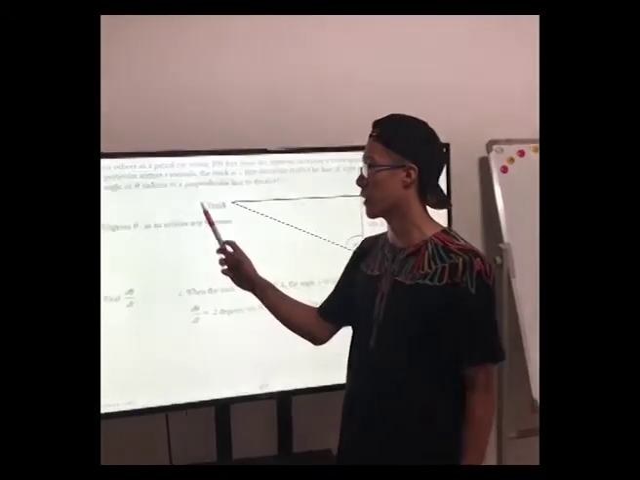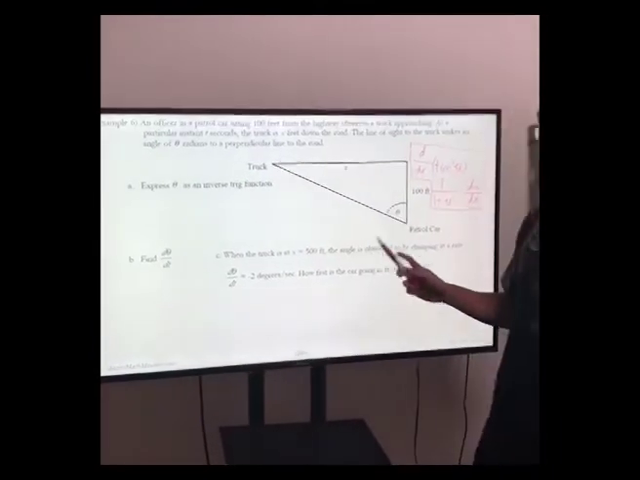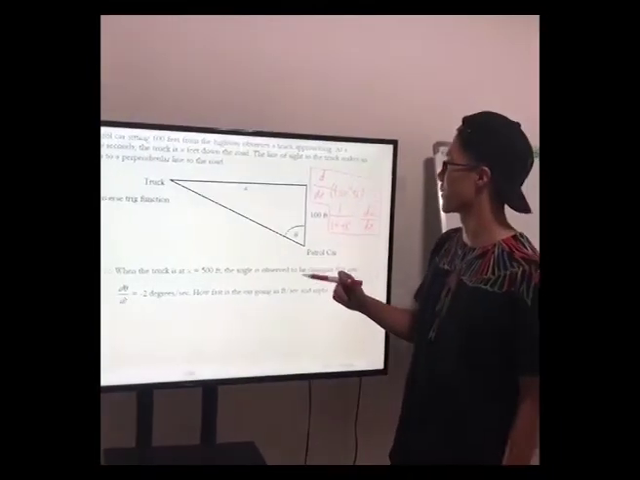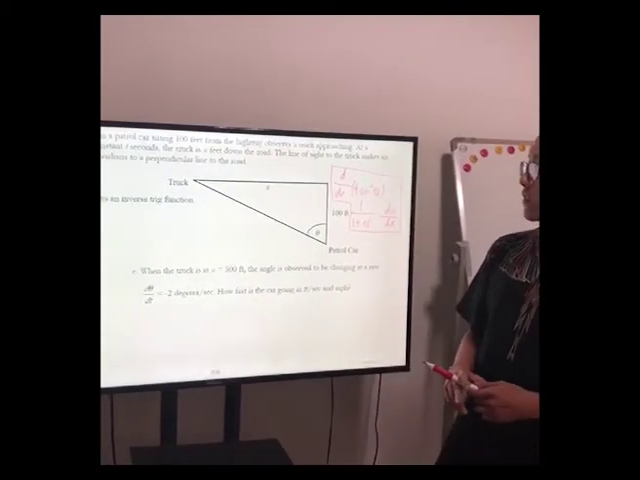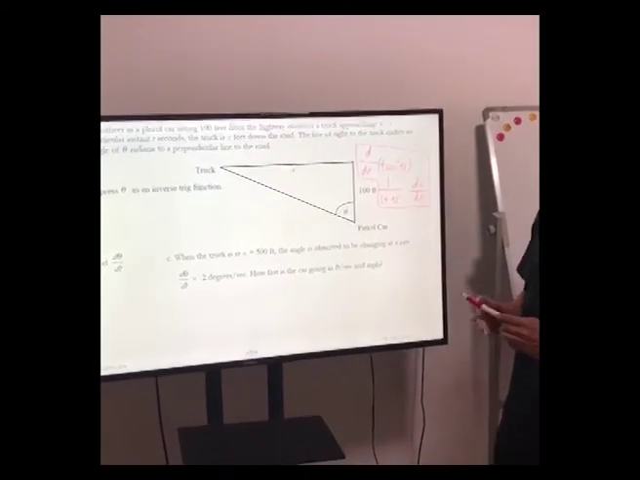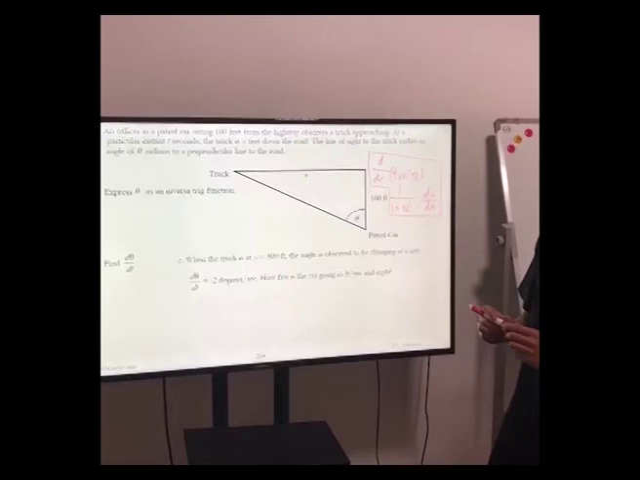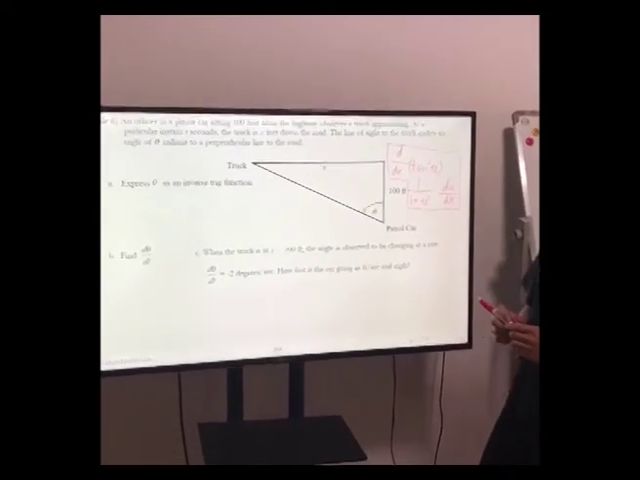The question says that an officer in a patrol car is sitting 100 feet from the highway and observes a truck approaching. At a particular instant t seconds, the truck is x feet down the road. The line of sight to the truck makes an angle of theta radians to a perpendicular line to the road.